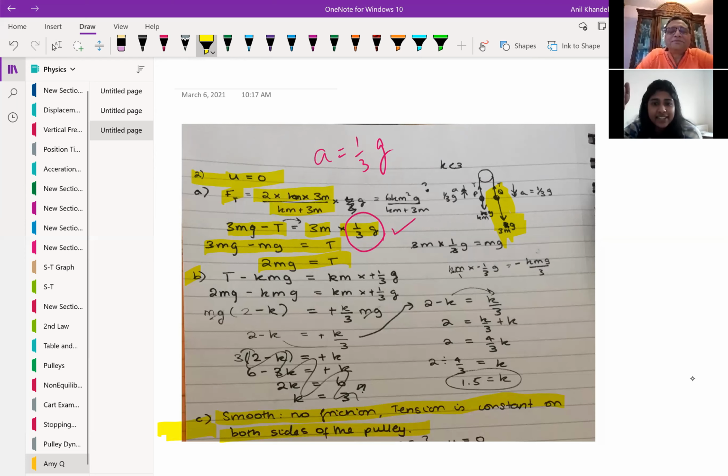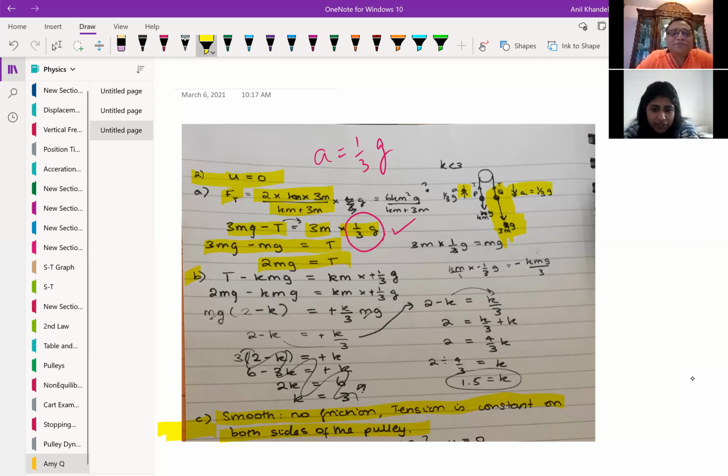So I made acceleration negative for some reason, because going down was positive. But then I realized in the question with the pulleys that the acceleration is constant, because the acceleration is the same on both sides of the pulley. Correct. So that meant the acceleration still stays as a third g.